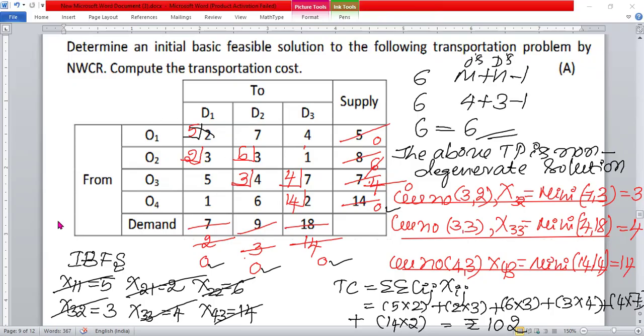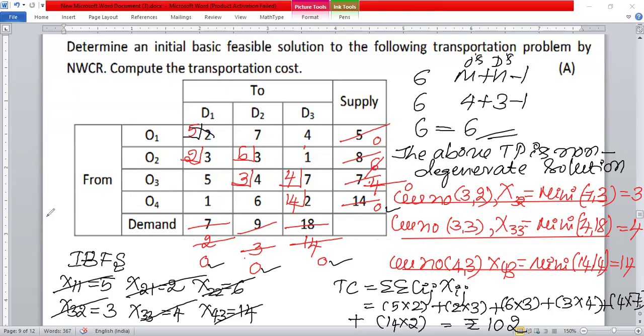Yes, we go for the second sum. Before that, I repeat once. Count how many IBFS are there: 6. M plus N minus 1 formula: M is 4, 4 origins are there, and N, 3 destinations are there. So 6, 6, obviously equal. So the above TP is a non-degenerate solution.